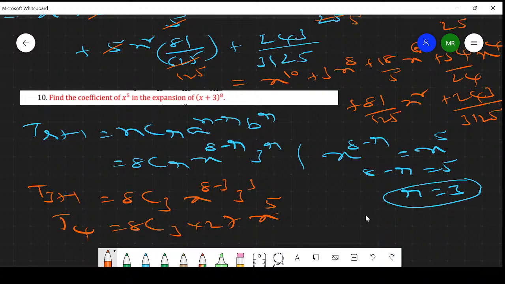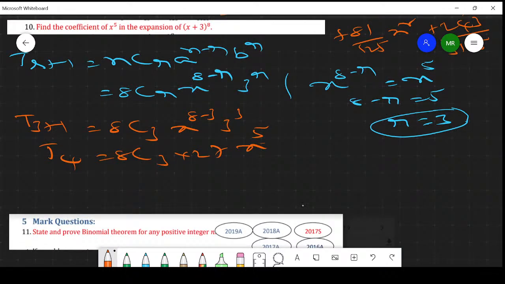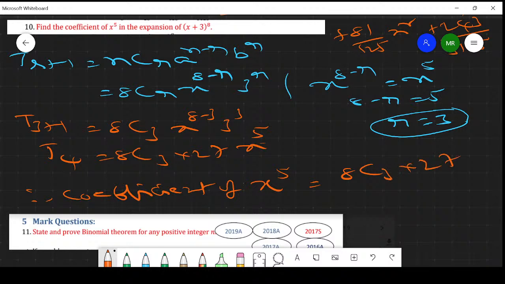Therefore, the coefficient of x⁵ is 8C3 into 27. If you want, I can simplify 8C3: 8 into 7 into 6 by 3 into 2 into 1 into 27. You can stop here.